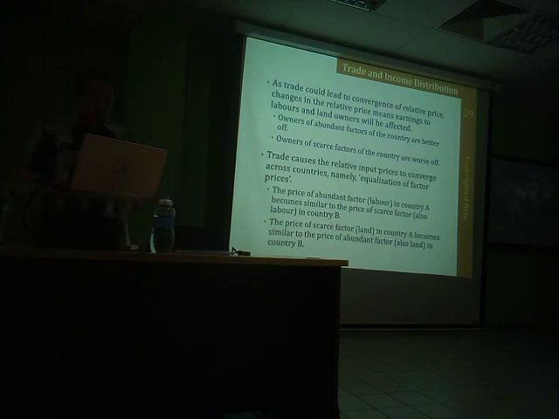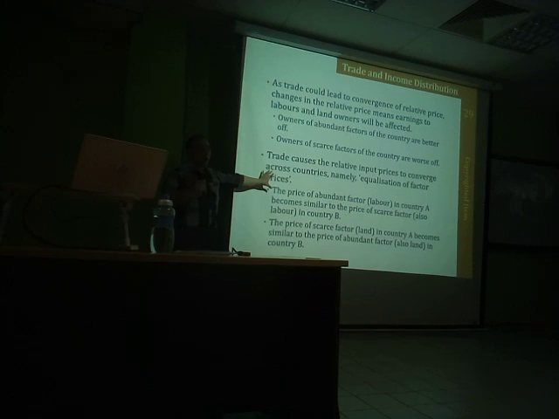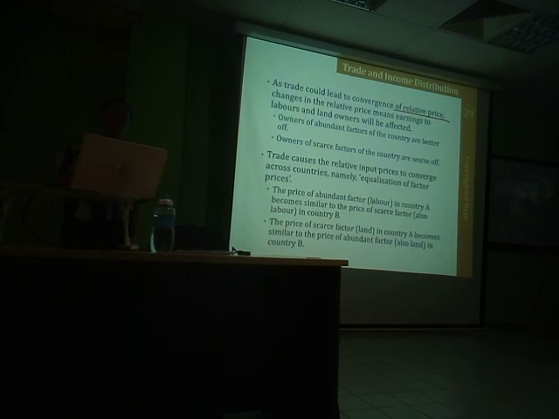Two more slides. This slide answers the next question: how will trade affect our income? Right from here, we have the rule of thumb that we need to consider. Trade could lead to convergence of relative price. Remember, just now we said relative price has a hand-in-hand relation with the input price. When the relative price of X to Y increases, that will increase the wage to rent input price ratio. So changes in relative price mean earnings to labor and landowners will be affected.